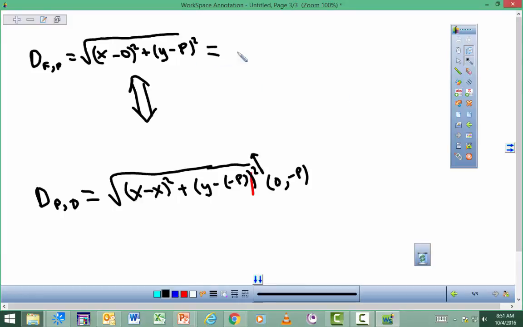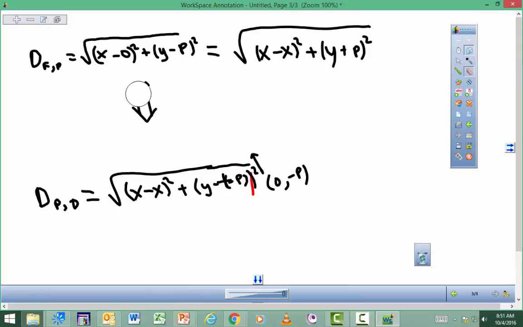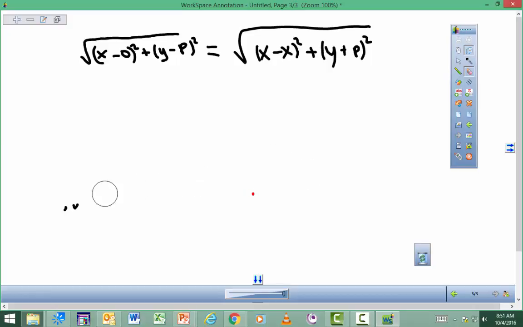If these two are equal, then what I have is this over here: the square root of (x minus x) squared plus... Now notice I have a minus minus here, right? Isn't that the same thing as adding? That's really a plus sign then. So what I have is y plus p here. And so these two distances must be equal. So what I'm going to do now is just erase some junk, and now I have an equation here to play with.